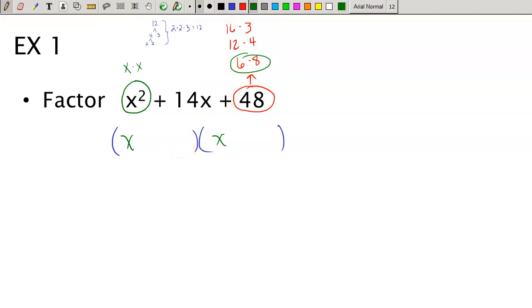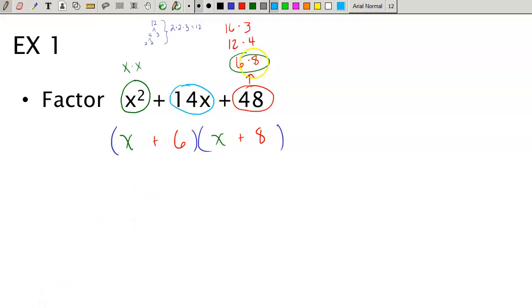Because if we now put this into these spots of the parentheses, I'm going to put the 6 and 8 here. These are positive 6 and positive 8, so this is like plus. 6 plus 8 is equal to 14, so that's why I know that this is the correct combination here. In other words, if you were to take this and multiply it out like you did in the warm-up, you should get the exact same thing that we started with, right?